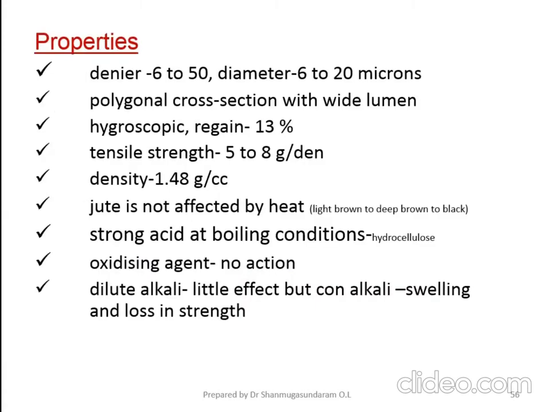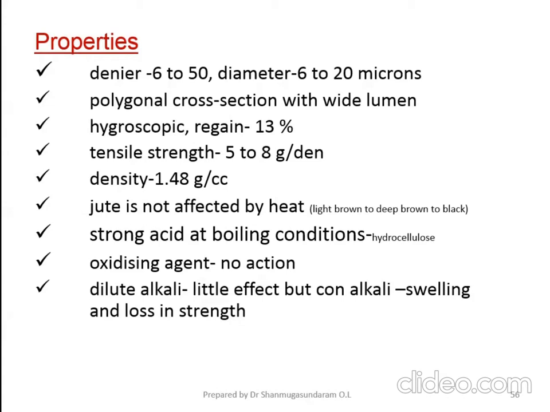Now look at the properties of the flax fiber. Flax fiber has a denier of 6 to 50 denier. The diameter of the flax fiber is 6 to 20 microns. If you look at the cross-sectional shape of the flax fiber, it is polygonal in cross-section with a wide lumen. We might already have discussed this word lumen. Lumen is present in the center portion of your fiber. It is an empty space present in your fiber.